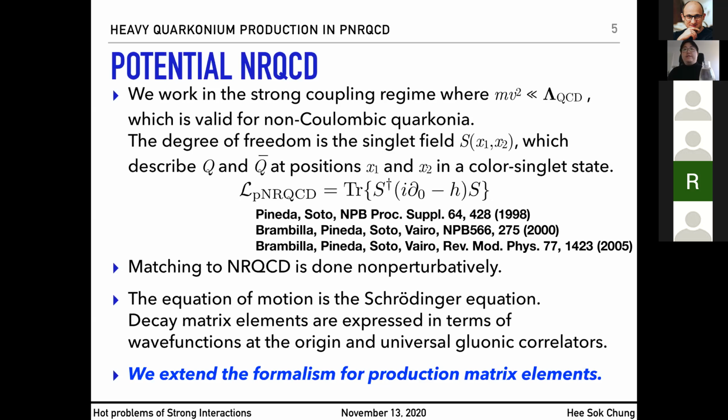And this formalism provides expressions for decay matrix elements in terms of wave functions at the origin, as is well known from calculations in potential models. And at higher orders in 1/m or for higher dimensional operators, these decay matrix elements can also involve universal Coulombic correlators. These are universal in the sense that they do not depend on the flavor of the heavy quark nor the radial excitation of the heavy quarkonium state. So since we have a formalism for computing decay matrix elements, we would like to extend the formalism for computing production matrix elements.